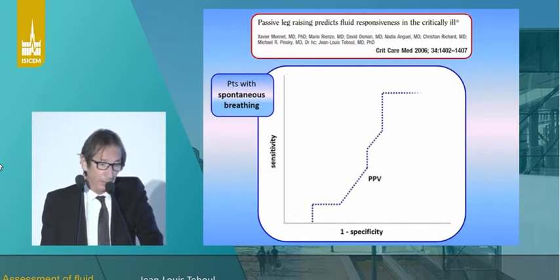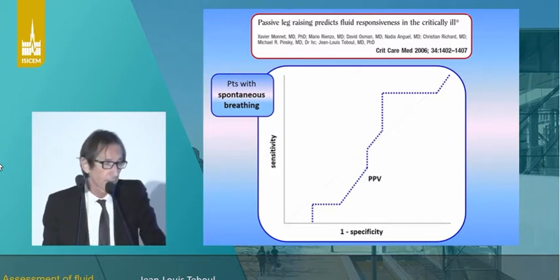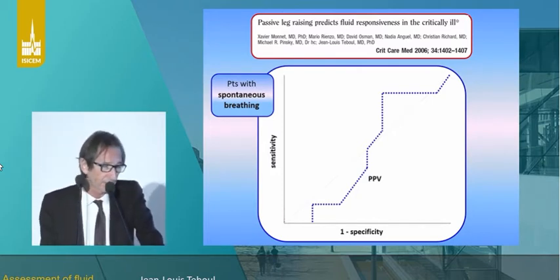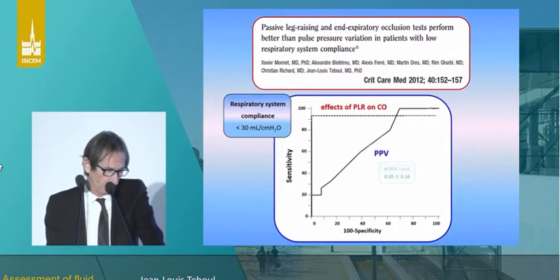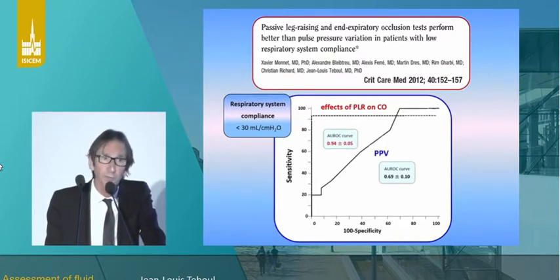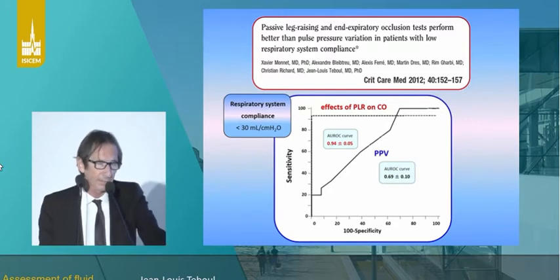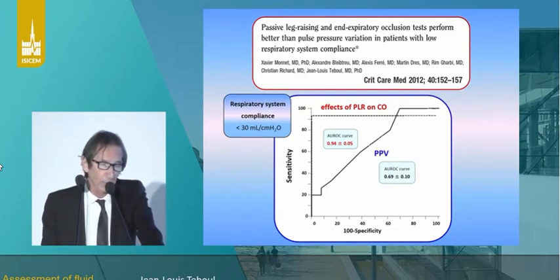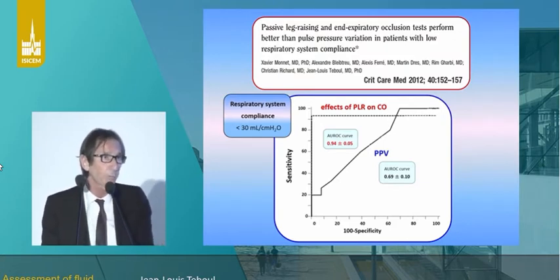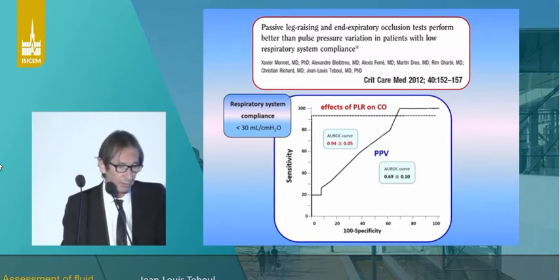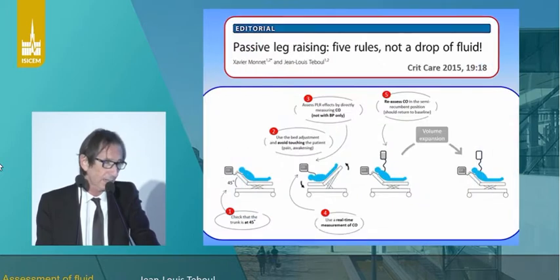It is better than PPV in patients who are ventilated or not, but with spontaneous breathing activity. It is far better than PPV if we rely on this study. And also, it is very useful in patients with ARDS, low compliance of the lungs. Again, the study we did with Xavier Monnet, where we showed that it was far better to look at the change in cardiac output during PLR than to use pulse pressure variation in this situation. Again, it is very helpful in COVID-19 ARDS patients.